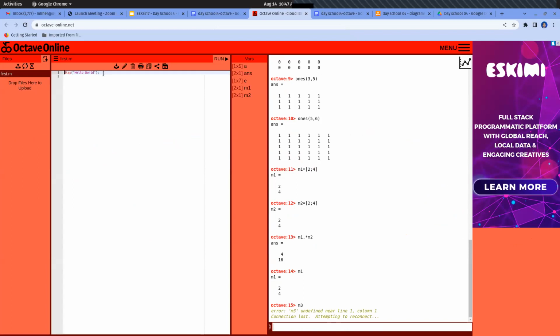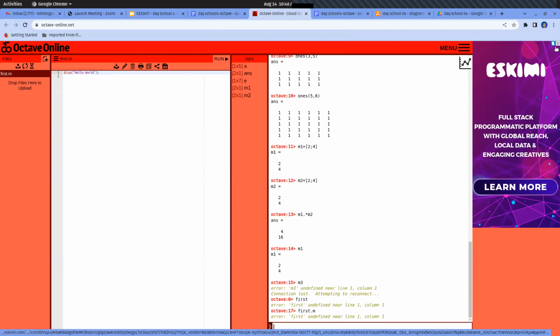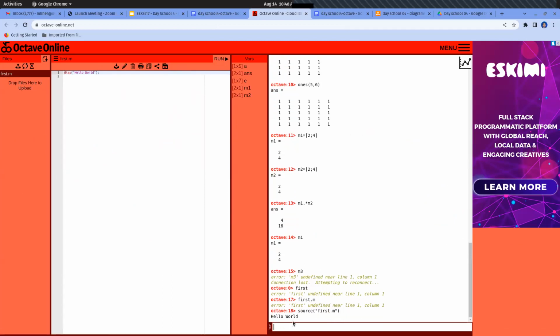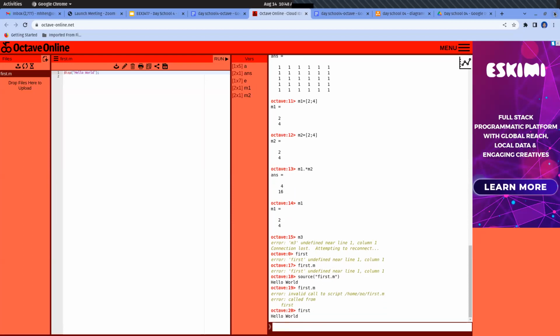Now automatically it printed hello world. If you type first here, I will have to save first. Run. Yes. Now first we have to run it here, save it and run it here.